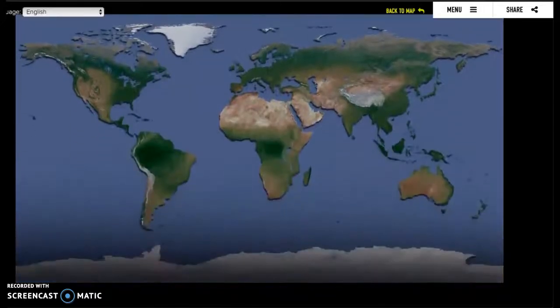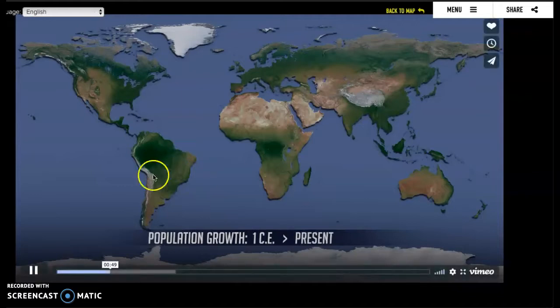This fact is at the core of our environmental problems. On this map, we'll show population growth from the year 1 CE to the present and project our growth into the year 2050.